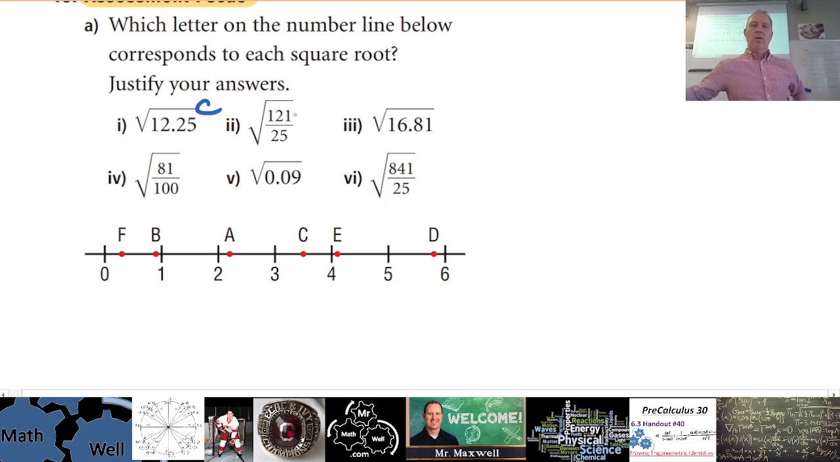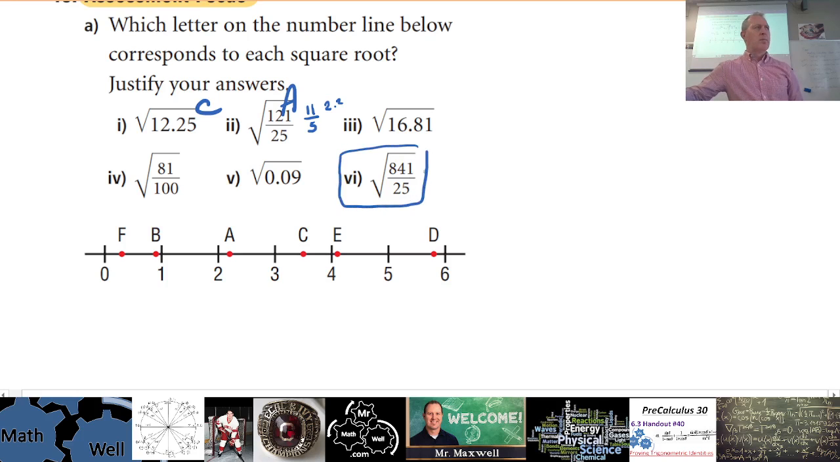121 over 25? Well, that's 11 over 5, which is just over 2. That's 2.2, so that's A. So this one is A, and so on. So convert these, find the square roots of these, and then find their corresponding letter there. I'll do this last one with you because this one looks a little funny.